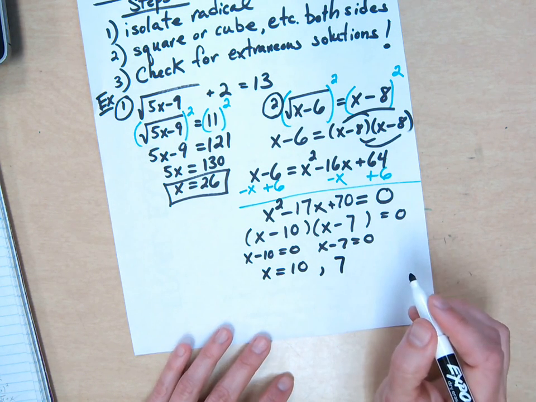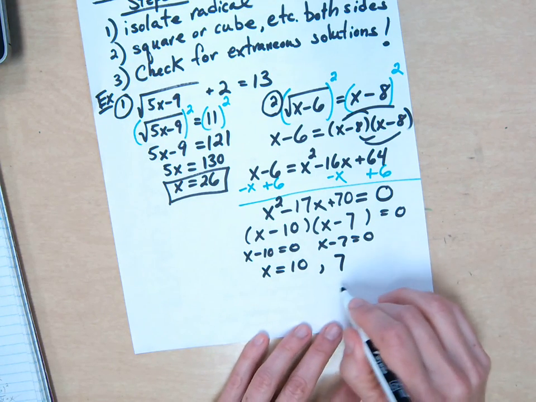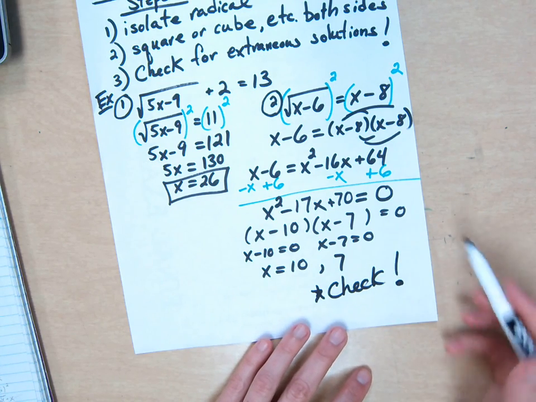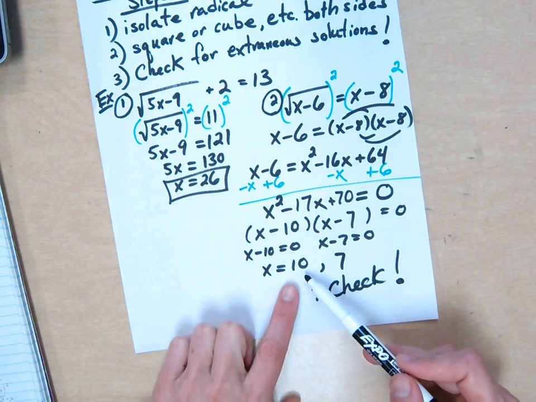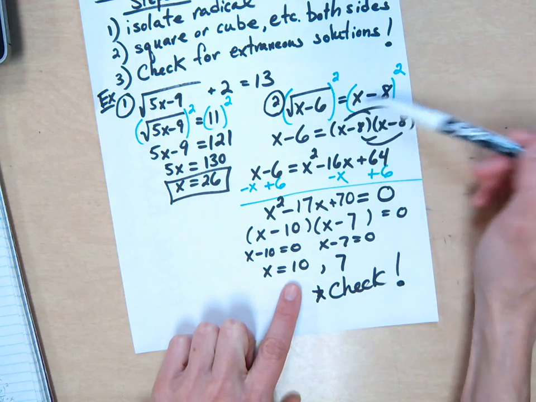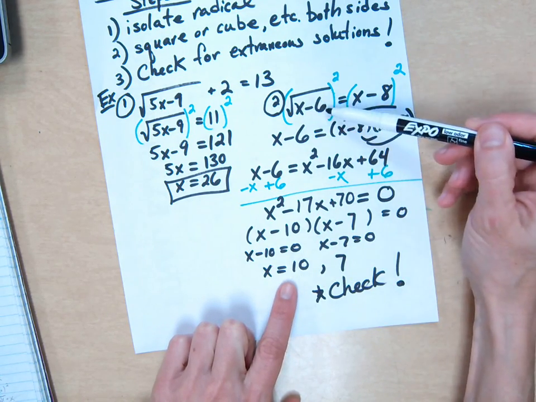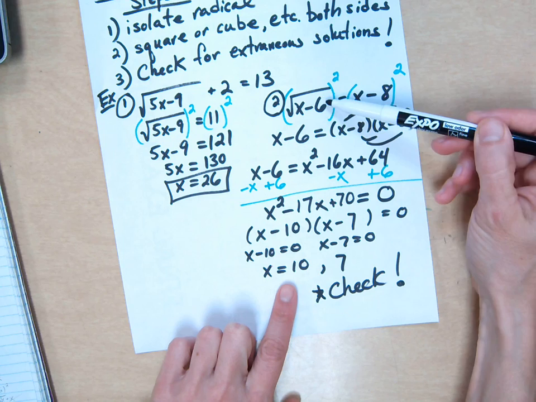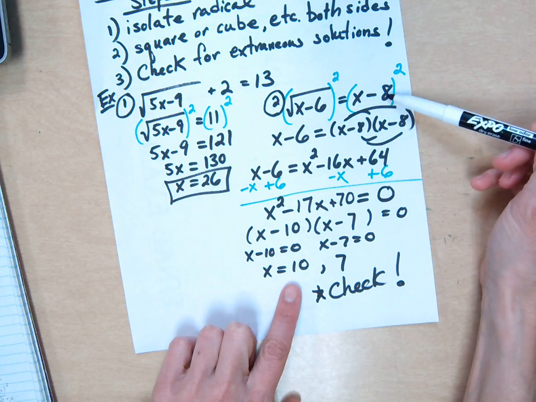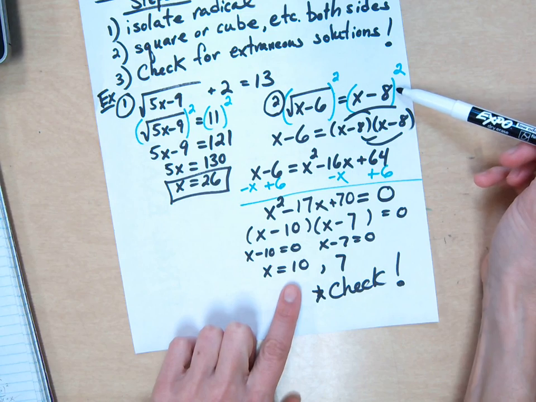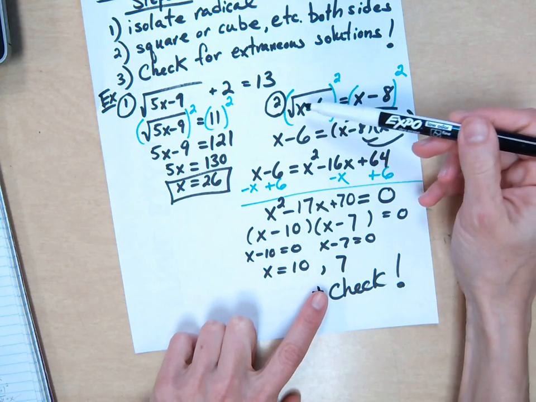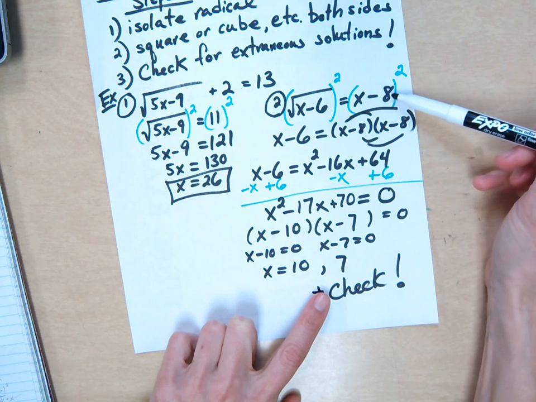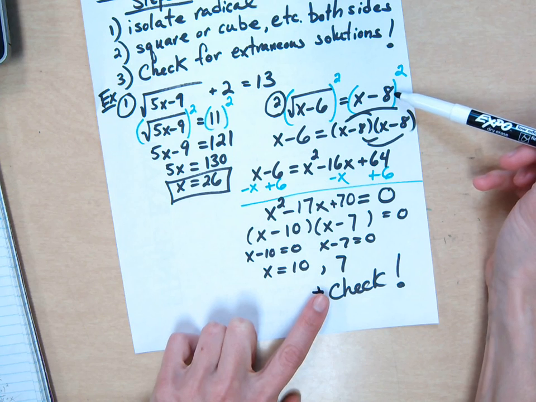Right? Now we have to check. We have to go back to the original equation. So let's try the 10. Just look at the original. 10 minus 6 is 4, square root is 2. Is that equal to 10 minus 8? Yep, that's fine. Let's try the 7. 7 minus 6 is 1, square root is 1. Good. 7 minus 8? Negative 1.